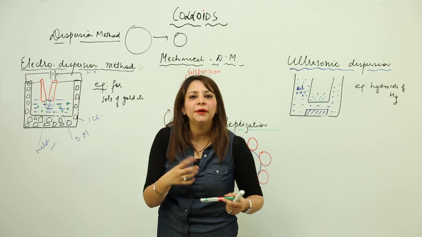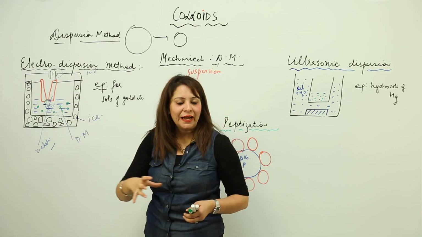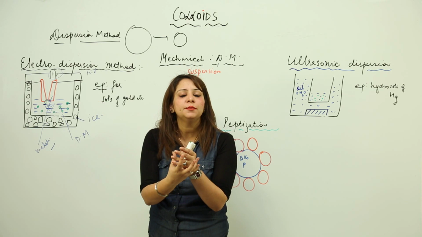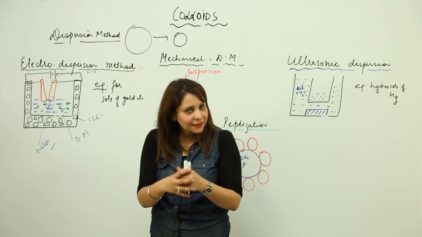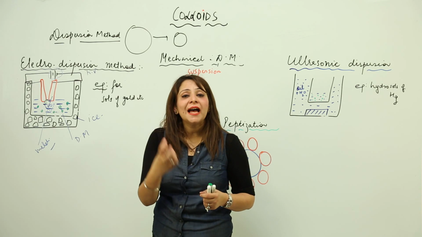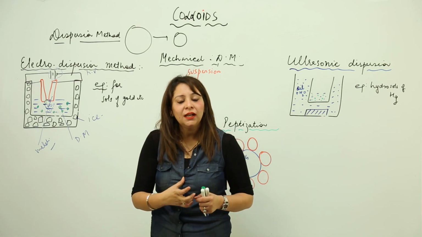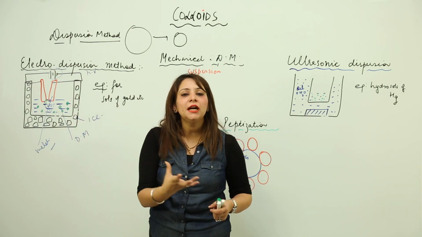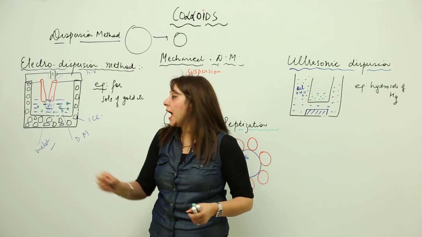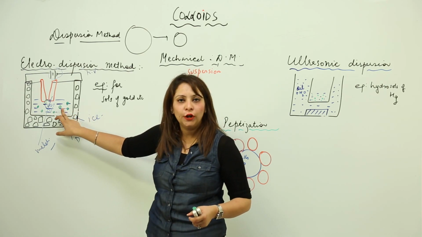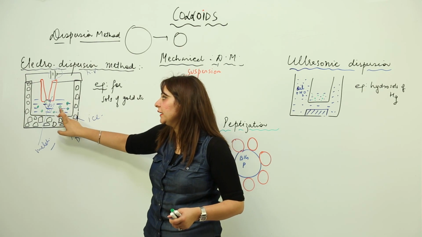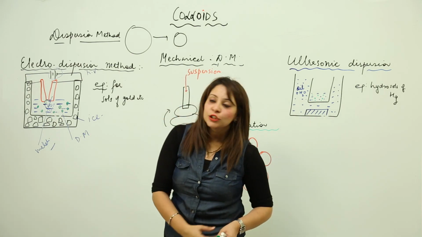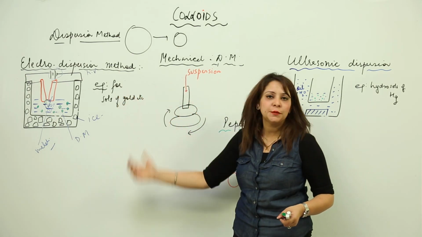I am just repeating in a short span what actually happened. Here we pass an electric current, the metal electrode shifts towards the other metal electrode and strikes it, and there is a spark. That spark, or that heat, vaporizes the metal, and the vapors of the metal are condensed back to form colloidal particles. So a bigger particle breaks down to form smaller particles, and these smaller particles lie in the range of colloidal particles. Now these particles are suspended in the dispersion medium, so we have a colloid here. This is how you can prepare a colloid by the electrodispersion method.